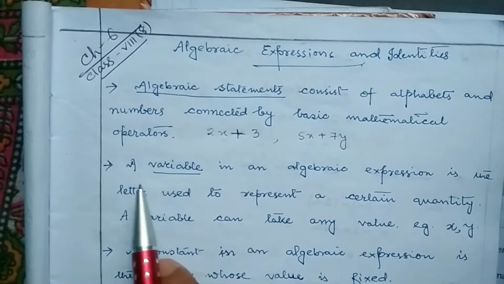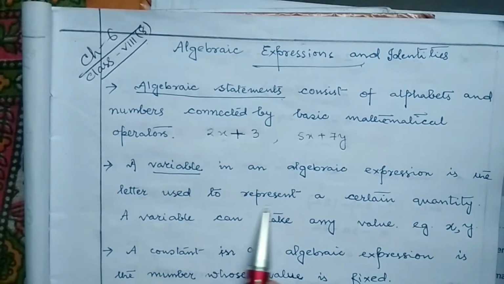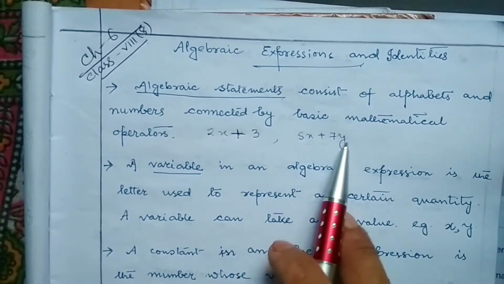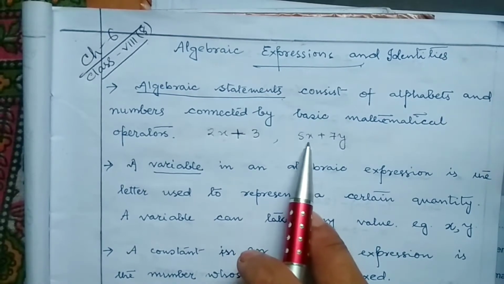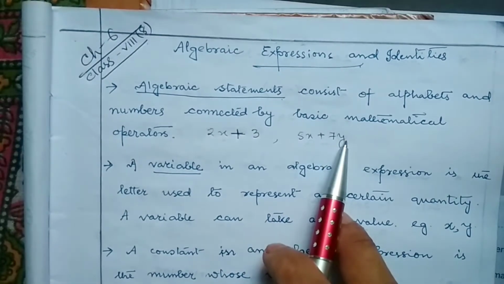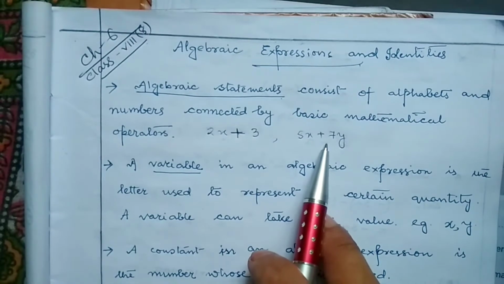Now what is a variable? A variable in an algebraic expression is the letter used to represent a certain quantity. A variable can take any value, for example x or y. When I say 5x plus 7y, here x and y can take various values. I can consider x to be 1, I can consider x to be 2. These are called variables as they can take various values. Clear?